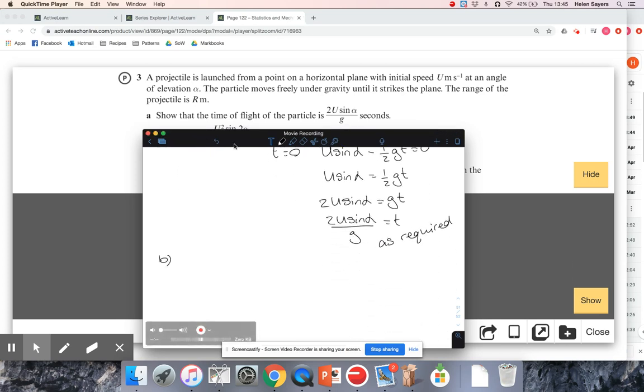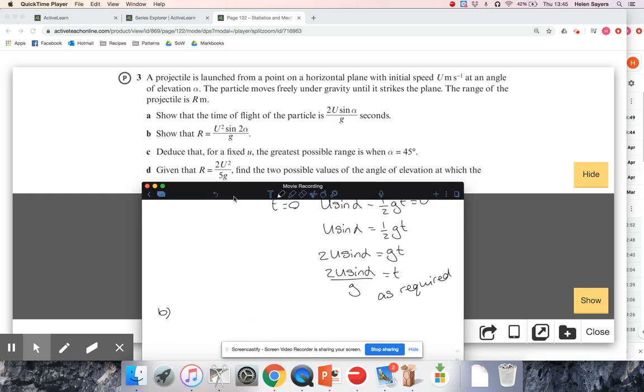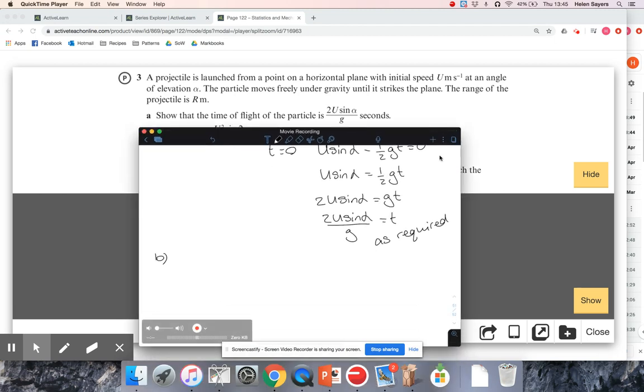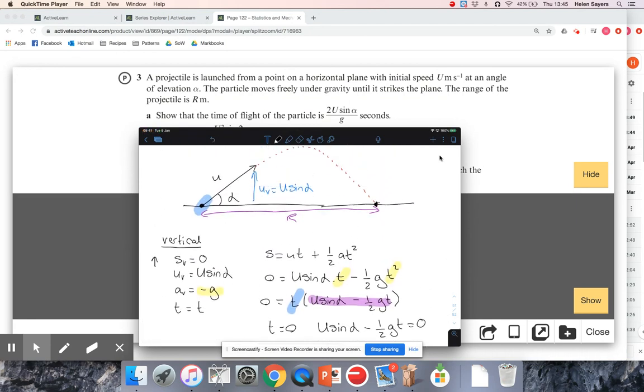What do we need to do for part B? Show that R is U² times sine 2 alpha over g. Okay, so going back to our diagram, R is the range. So we now know that it hits the ground after 2U sine alpha over g. Even if we hadn't been able to answer part A, we were given in part A that it's hitting the ground at that time. So just copying that result there that we've just proved.